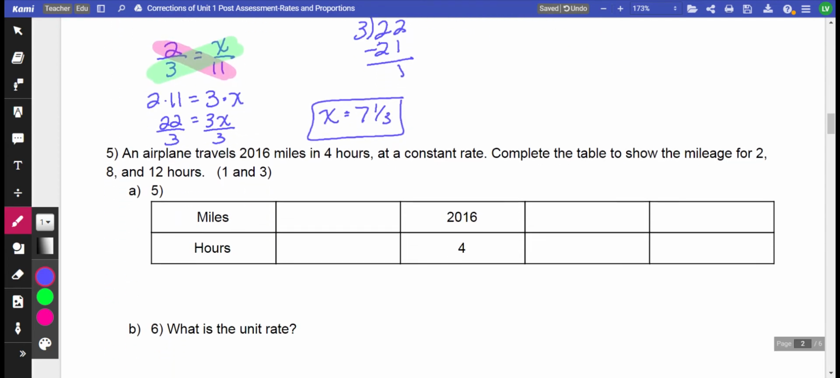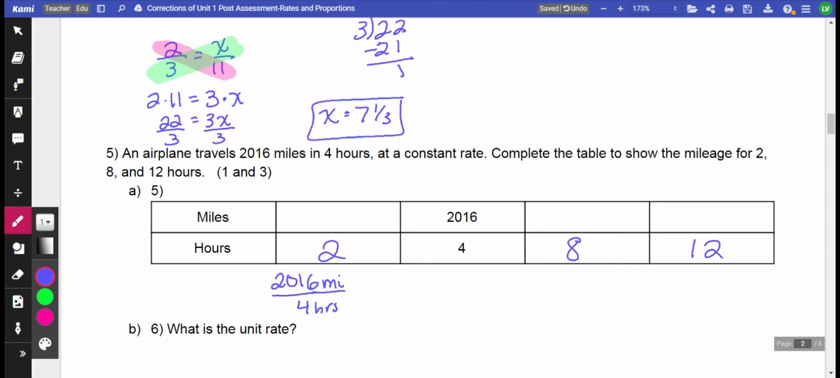Number 5. An airplane travels 2016 miles in 4 hours at a constant rate. So 2016 miles for 4 hours. Complete the table to show the mileage for 2, 8, and 12 hours. Well, for hours, if I have 4 in the second, and technically the third column, then I'm going to put 2 in the second column. Then comes 4, then 8, and lastly 12.